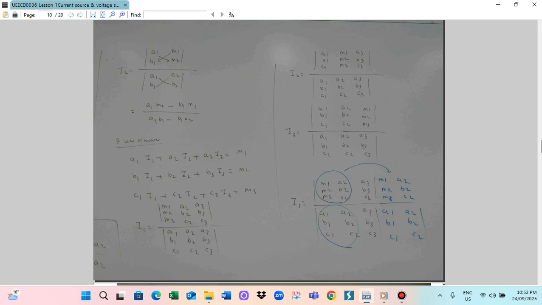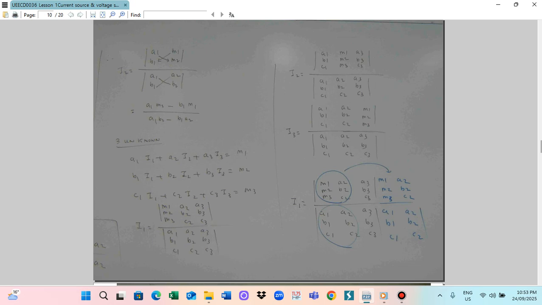And similarly, you can also calculate the I2. The I2 formula is the determinant A1, B1, C1, so this is N1, N2, N3, and this is A3, B3, C3, divided by A1, A2, A3, B1, B2, B3, C1, C2, C3. So this is I2.